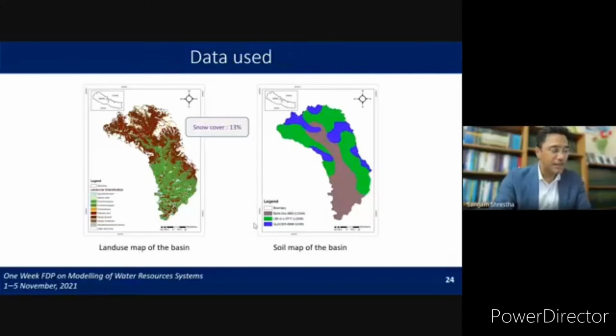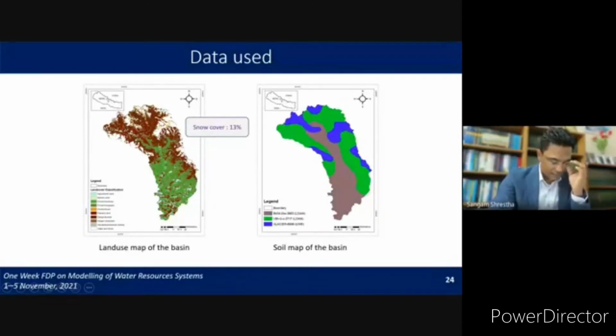These two maps are related to the land use and land cover map of the basin, and the soil map of the basin. On the left hand side, you can see the land use and land cover map of the basin. And these are the reclassified maps. And you can see the majority of the land use is forest. And there is also snow cover area of almost 13% on the northern part of this Marsangdi River basin.